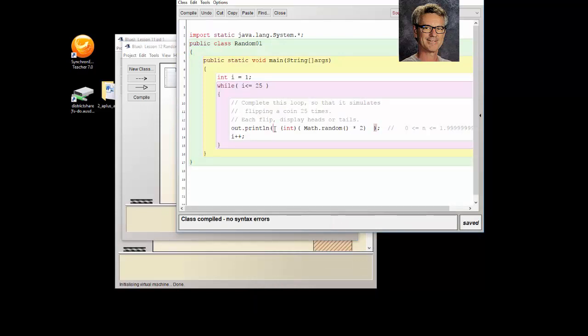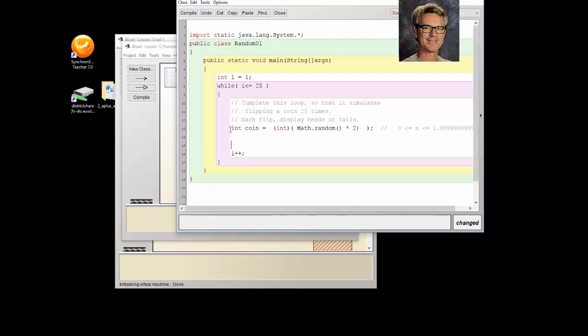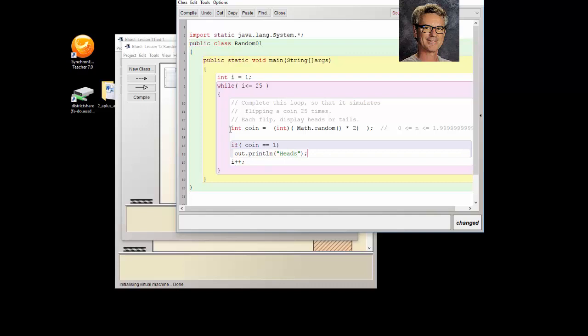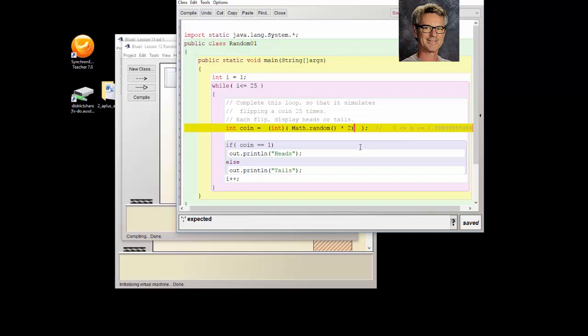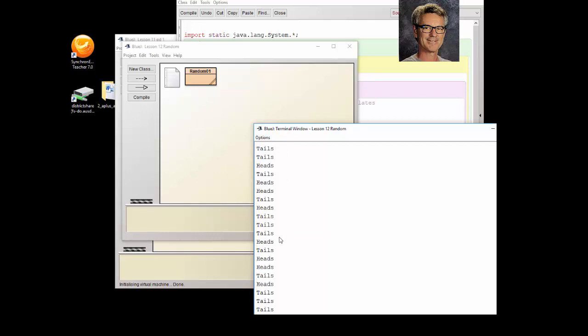So we say int coin equals that. Okay. Now coin contains a 0 or a 1. So if coin equals, what do we say, 1, then it's heads. Else out.println tails. So 25 times I should see heads or tails. Let's see what I have. Extra parenthesis, I think. Yeah. A bunch of heads or tails.